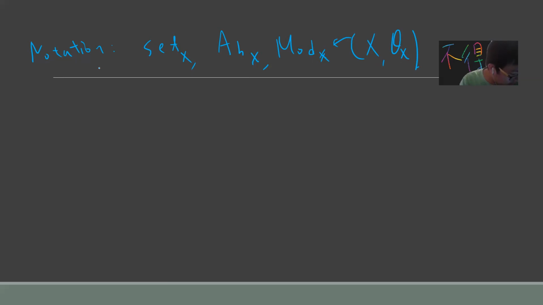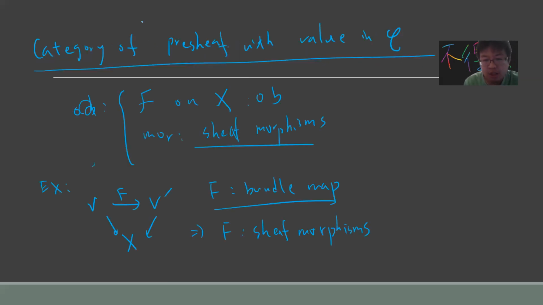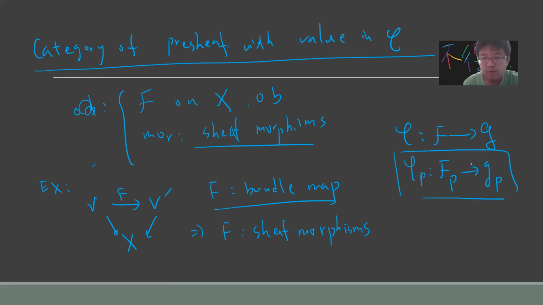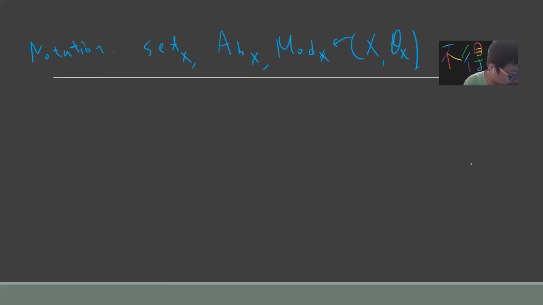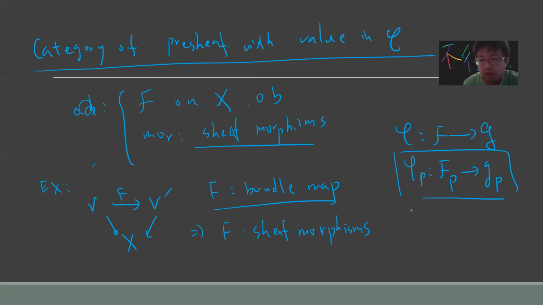And also, obviously if you have any phi from F to G, a morphism between sheaves, then you can take stalks, right? So there will be some induced map on stalks. And you can also use the pushforward, right? So basically, yeah, you can check this.